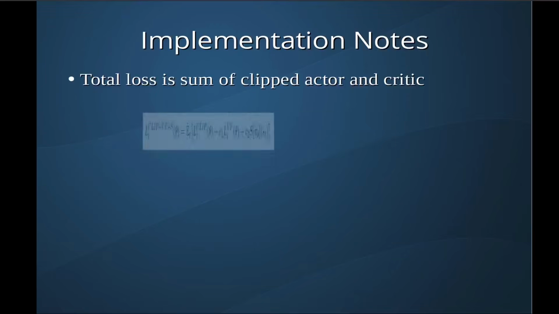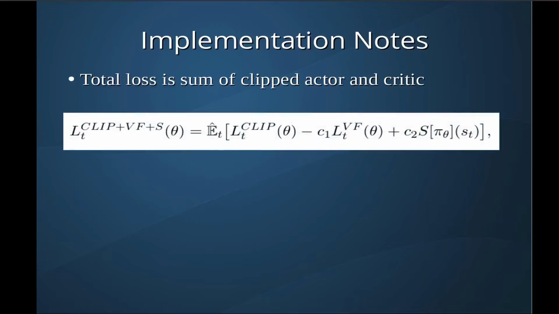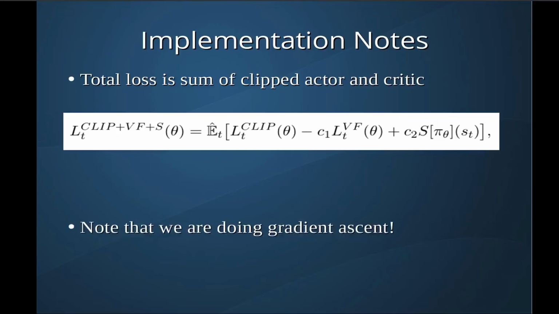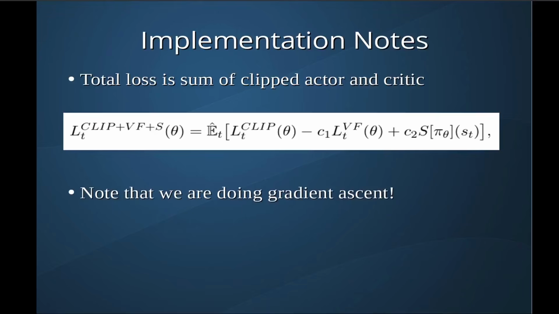So we have two different losses and we have to sum them, and so that'll be the sum of the clipped actor and critic. A couple things to note here: one, the coefficient C1 for the loss of our critic is going to be positive, and the loss of our actor is going to be negative because we are doing gradient ascent and not gradient descent. We have to multiply by -1.